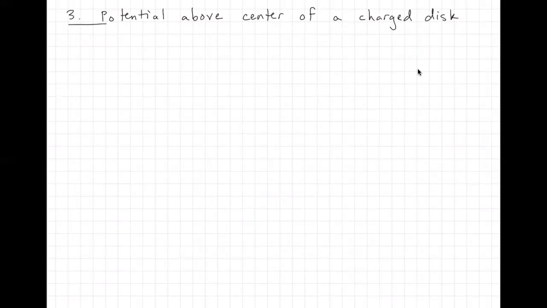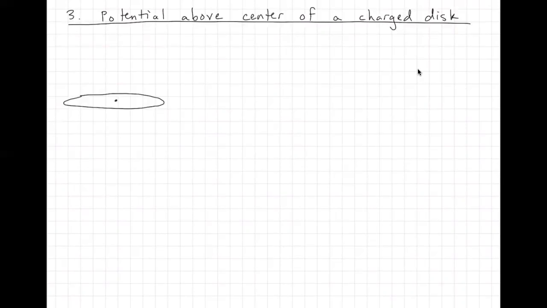So what does that look like? That looks like this. Here's the disk. And that's supposed to be flat, coming into and out of the page, if that makes sense. And then the point I'm going to draw right above it is up here, point P.